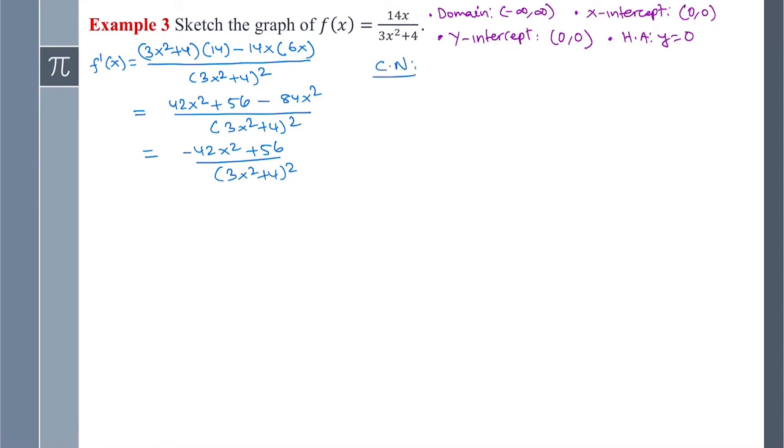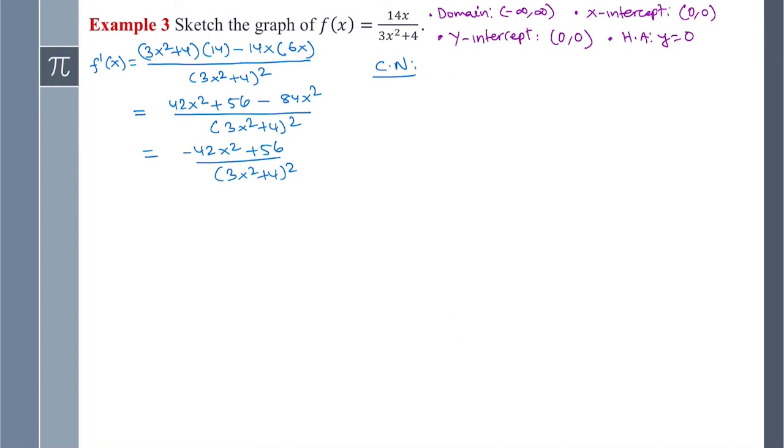So again, a critical number is given by two things. The first one is wherever the derivative does not exist, or in a rational function, that is usually when the denominator is equal to 0. Again, this can never be 0. We always get a positive number, so there are no such cases. The next case where we get the critical numbers is when we set the derivative equal to 0.